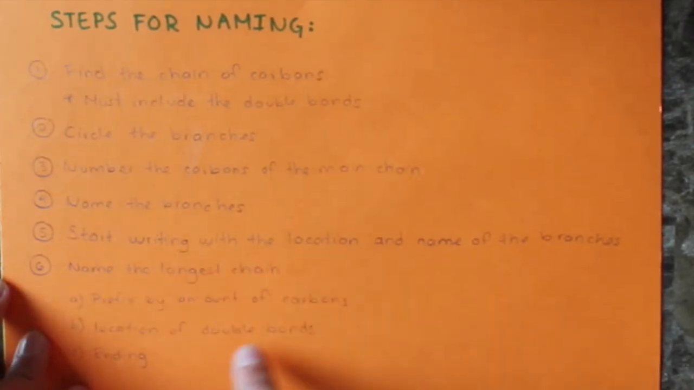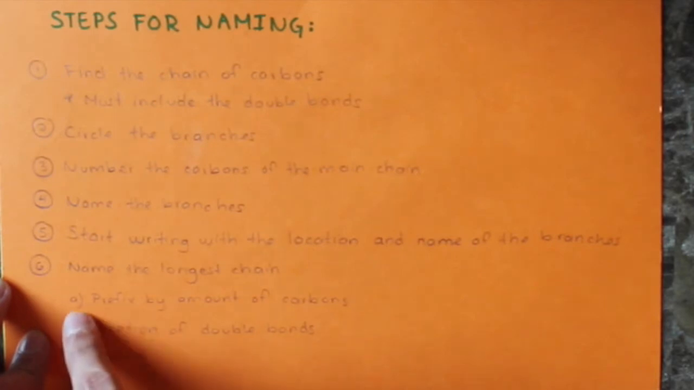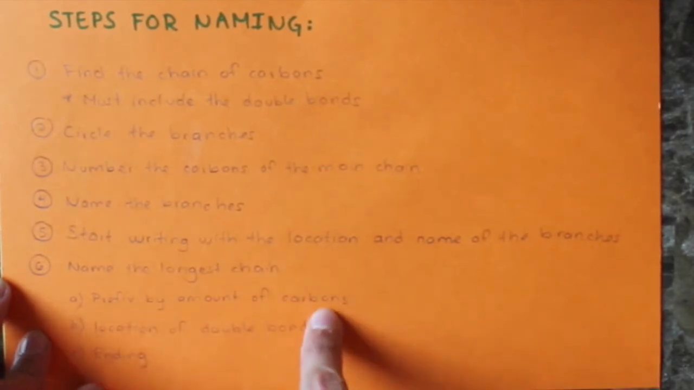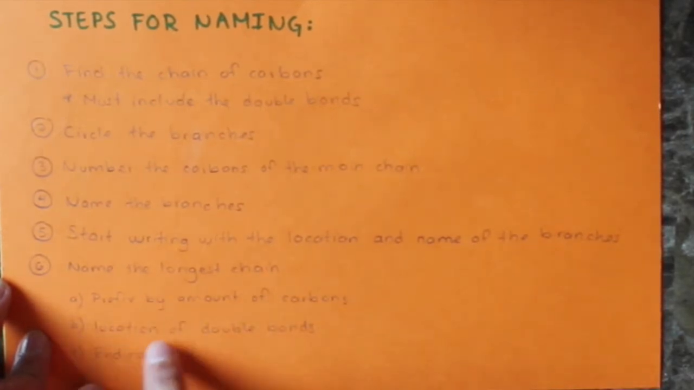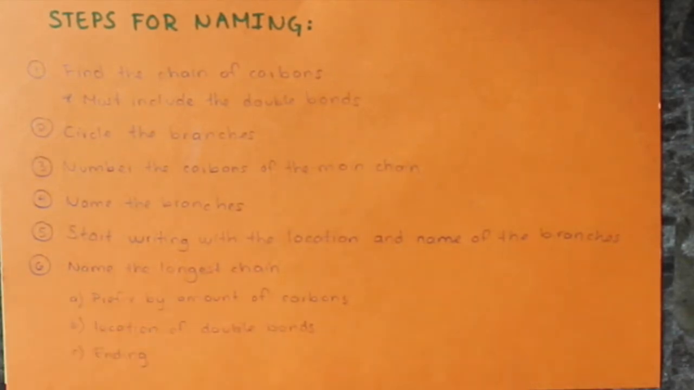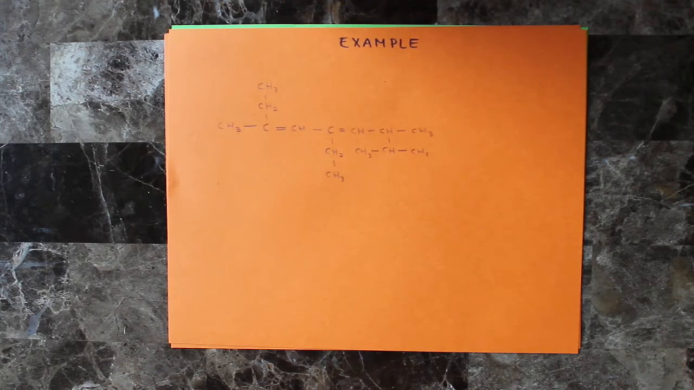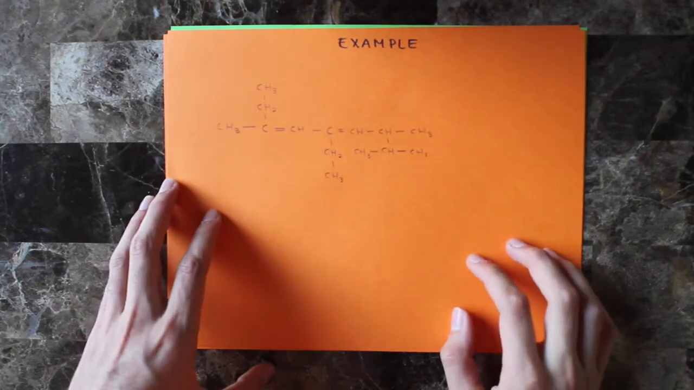And we have 3 steps here. That is letter A, prefix by amount of carbons. Letter B, location of double bonds. And letter C, the ending. Okay, and now let's practice with this example.